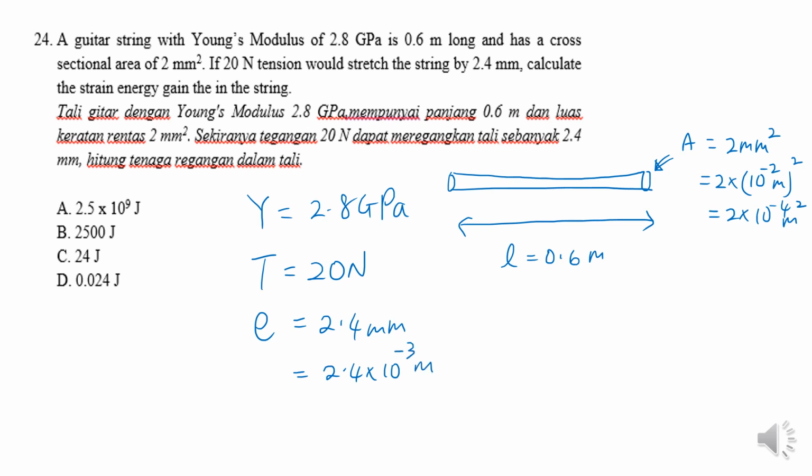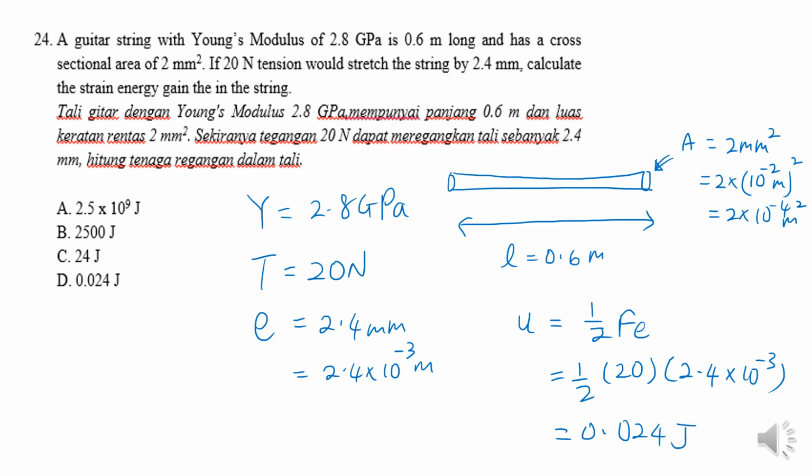So now the question asks for the strain energy. So write down the strain energy equation. U equals to half F e. Substitute the number. The force comes from the tension that is given to the string, and the elongation here. Then for the final answer, by using the calculator we can get 0.024 joule. So the answer is D. Okay, that's all. Thank you.